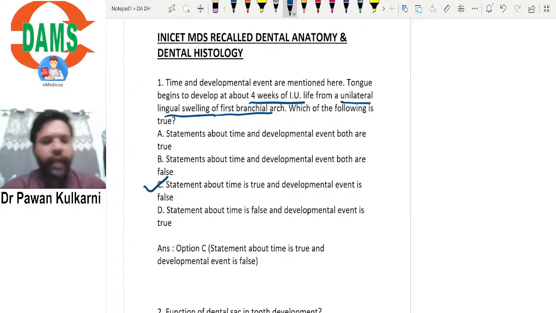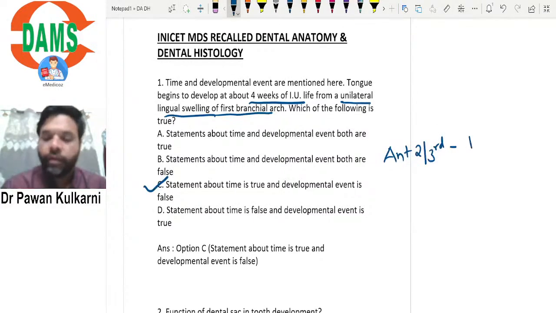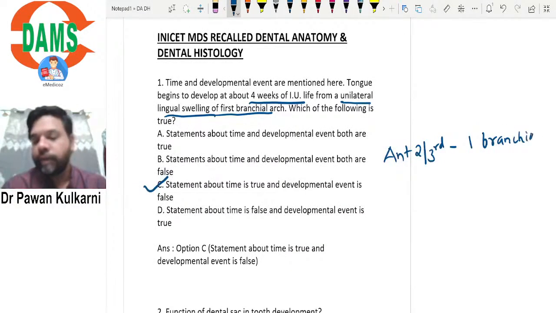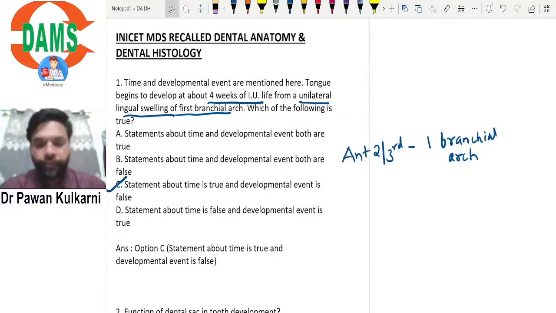I want to explain a little here about tongue development. We know that the tongue has two parts broadly: anterior 2/3 and posterior 1/3. The tongue can be arbitrarily divided like this. The anterior 2/3 of the tongue arises from the first pharyngeal arch, the first branchial arch.